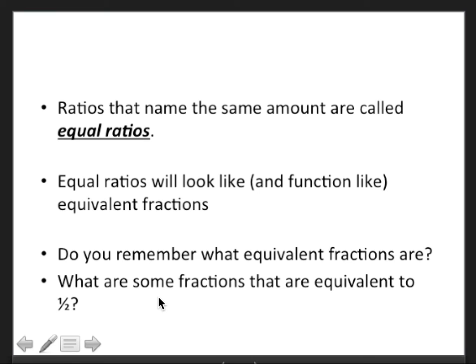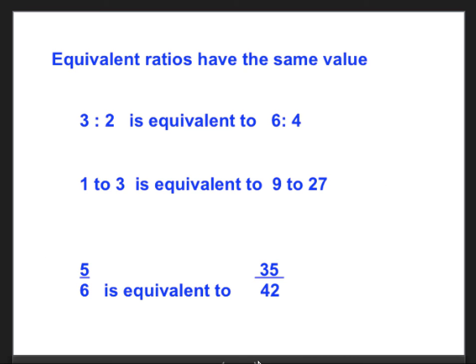2/4, 3/6, 4/8. I mean, you can go on and on with equivalent fractions. So equivalent fractions and equivalent ratios function a lot the same way. So notice here, 3/2 is equivalent to 6/4 because 3 times 2 is 6, 2 times 2 is 4. Whatever you do to the first number, you have to do to the second number, just like with fractions.